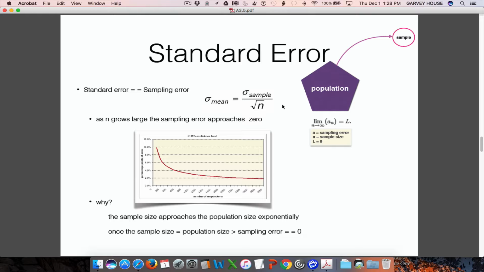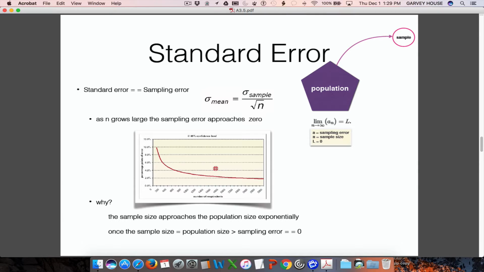And there are standard errors for all kinds of statistics. It's not limited to just the standard error of the mean. We can have standard errors around regression coefficients and things like that. You'll see standard error coming up, and it has everything to do with the ratio of the standard deviation to the square root of the sample size.